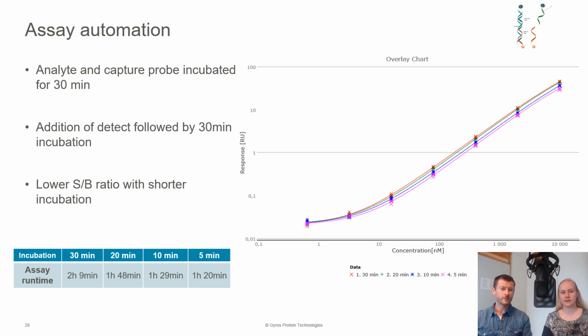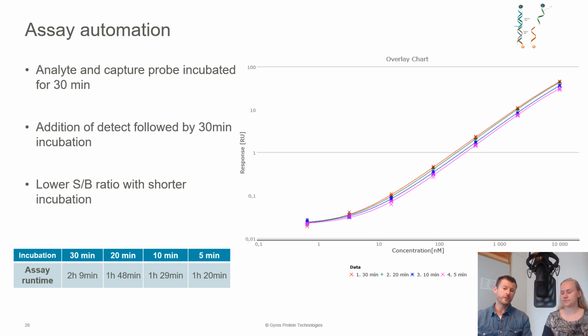When automating this assay, we kept the same format as we did offline. So adding capture probe and analyte to the mixing chamber with a 30-minute incubation, and then the detection probe for another 30 minutes, and then running it through the column.